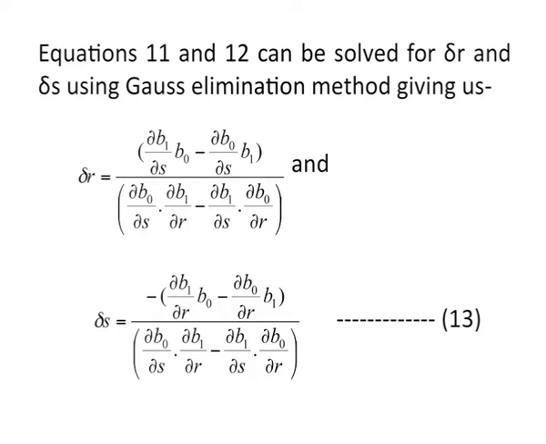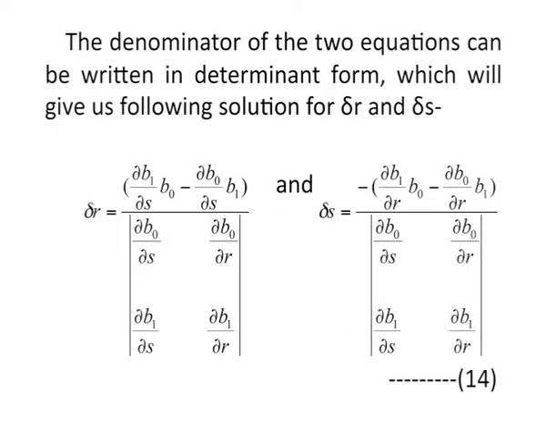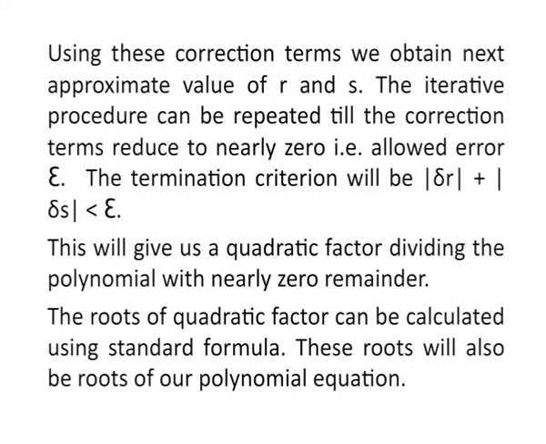There is another form which you can find in many books, the determinant form, and these are equivalent to equation 13, so we can represent the correction terms in the form of determinants. The stopping criterion of this method is again the absolute error. We calculate the correction terms delta r and delta s, and if this becomes less than the allowed error, then we say that the method has converged, and the quadratic factor will nearly divide the polynomial, and the roots of the quadratic factor can be used as roots of the polynomial.